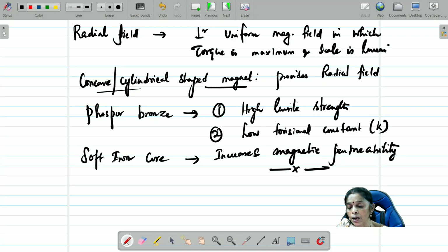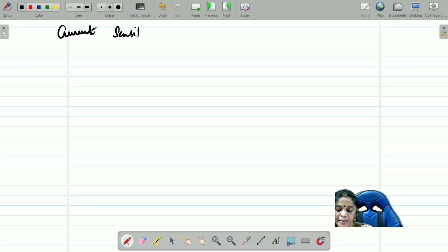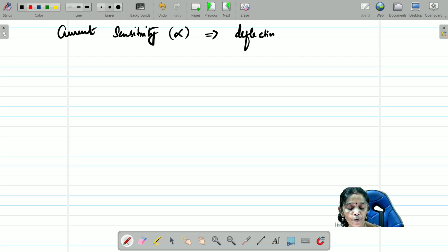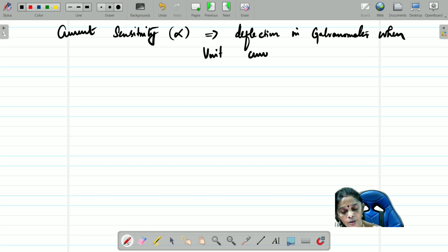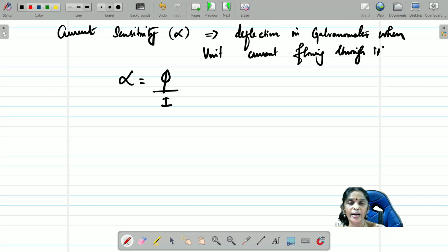So I hope you understand this moving coil galvanometer, children. There is another term called current sensitivity connected with it. That is a separate question, but current sensitivity and voltage sensitivity. Current sensitivity alpha is the deflection in the galvanometer when unit current flows through the coil. So alpha = phi by I.